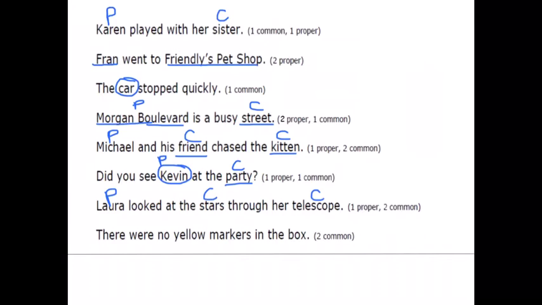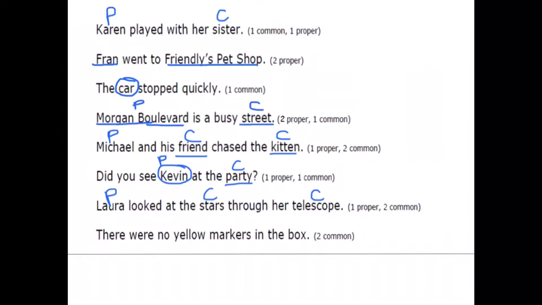Right, let's go through the answers together then. The second question, Fran went to Friendly's pet shop. Well, this sentence contains two proper nouns, Fran and Friendly's pet shop. Number 3, the car stopped quickly. It's got one common noun and it is car. Morgan Boulevard is a busy street. Two proper nouns, Morgan and Boulevard, and one common noun is the word street.